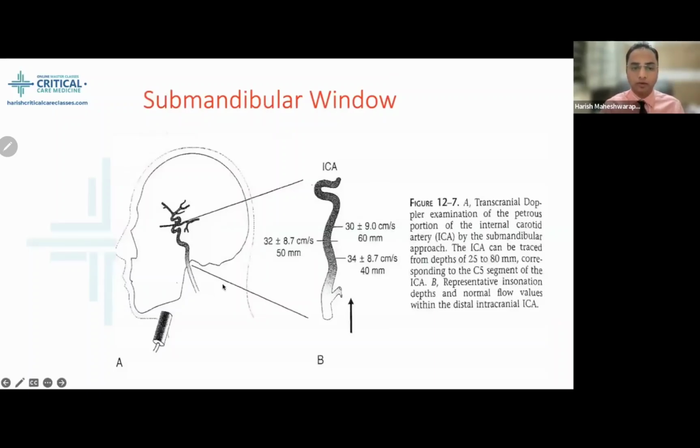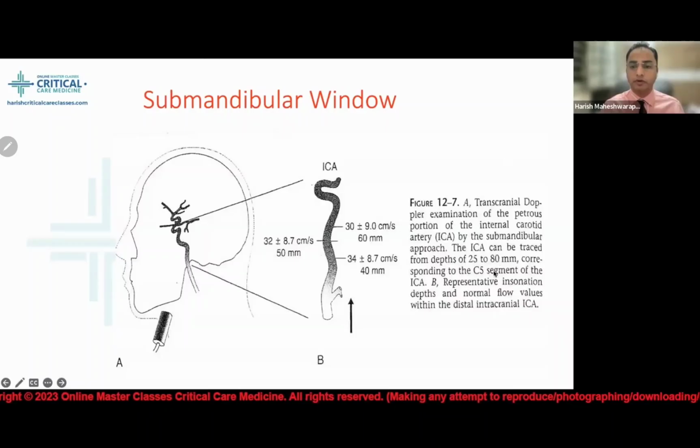So this is the submandibular window. We are going to place the probe here. This is the transcranial Doppler examination of the petrous portion of the internal carotid artery by the submandibular approach. This is the internal carotid artery. It can be traced from a depth of around 25 to 80 millimeter, corresponding to the C5 segment of the internal carotid artery. So somewhere between 25 to 80, we are able to get an idea about the extradural or extracranial part of the internal carotid artery by using the submandibular window.